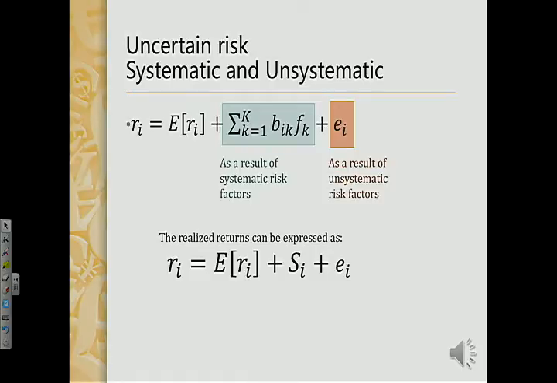Unanticipated part can be subdivided into systematic and unsystematic. Systematic risk may influence all assets in the market, for example, GDP, development of technique, price of raw material. On the other hand, unsystematic risk influences the asset itself.